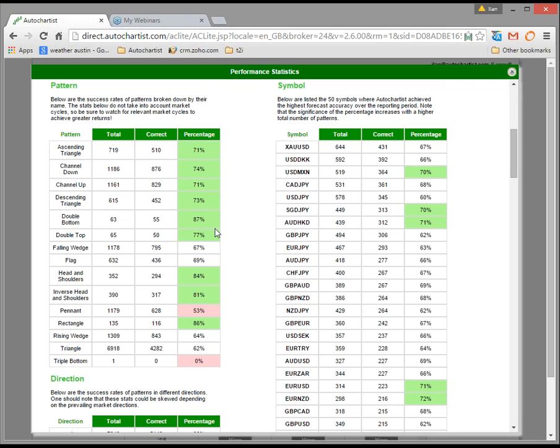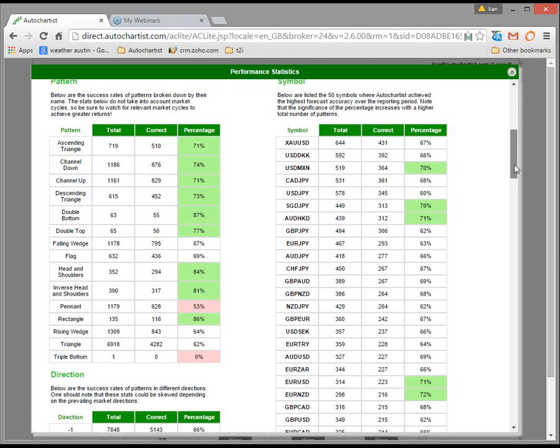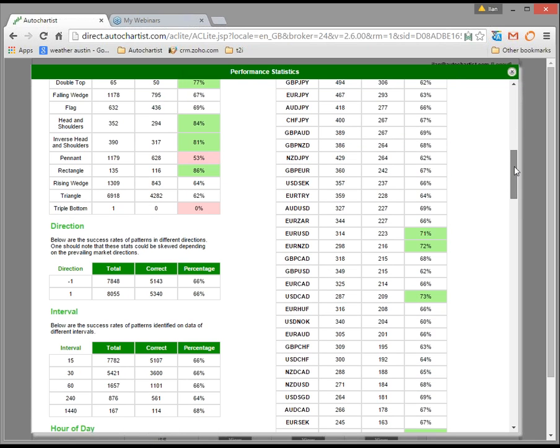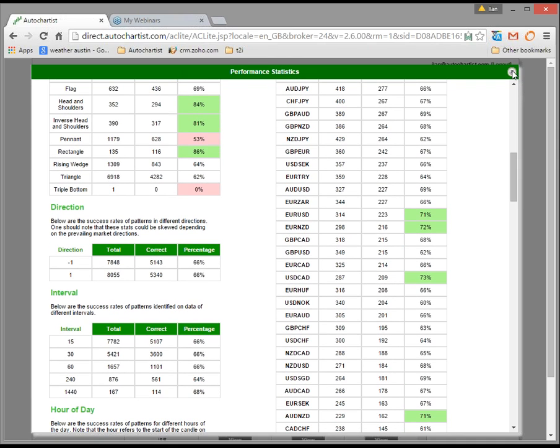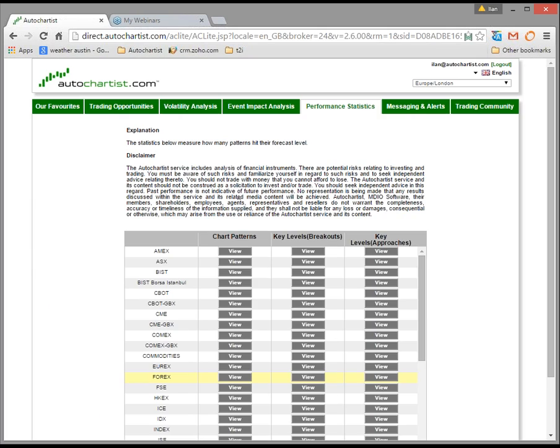Double bottom has done really well. Double top has done really well. These are exceptional performers. And similarly, on the symbols themselves, have a look at the symbols that are doing really well. So how would you use these performance stats? If you want to start off, make a printout of these stats, put them on a table next to you, and when an opportunity comes up, you can simply reference your statistics page.